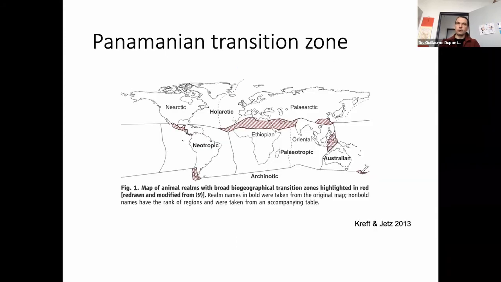Let's take a closer look into the transition to the Nearctic, the region to the north. We talked about these transition zones when I talked about biogeography, and you remember Wallace's line. This was defined as a sharp boundary between the Oriental and Australian region. We have no equivalent of a line here, between what we call the Nearctic region and the Neotropics. We have a transition zone, the so-called Panamanian transition zone.